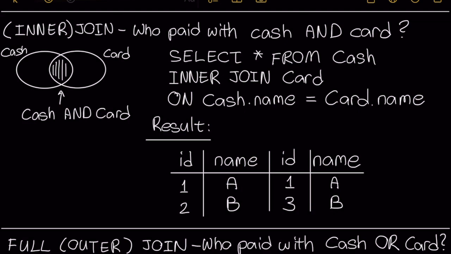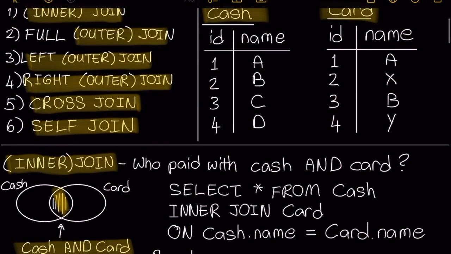Now let's get started with the simplest one, inner join. You can think of inner join as this question here. Who paid with cash and card? Meaning who used both cash and card? Let's try to imagine this by looking at this Venn diagram. The intersection here are the people who paid with cash and card. What would that be? Let's look at the table.